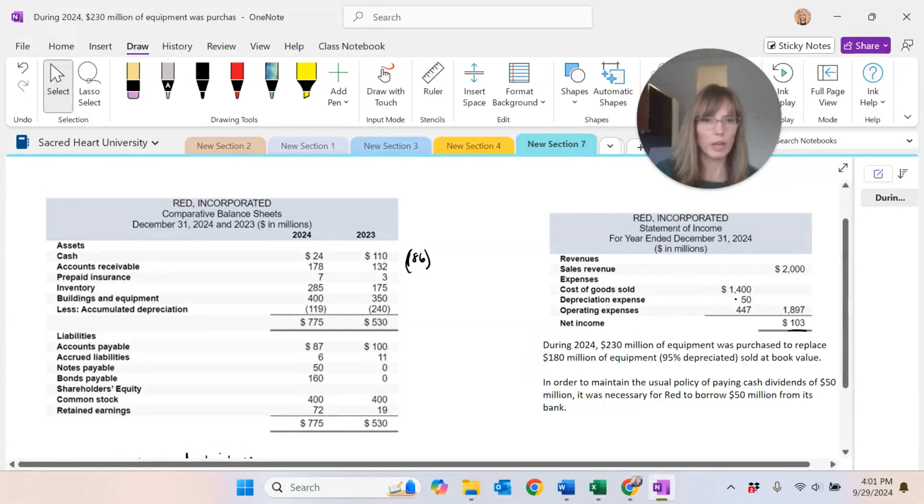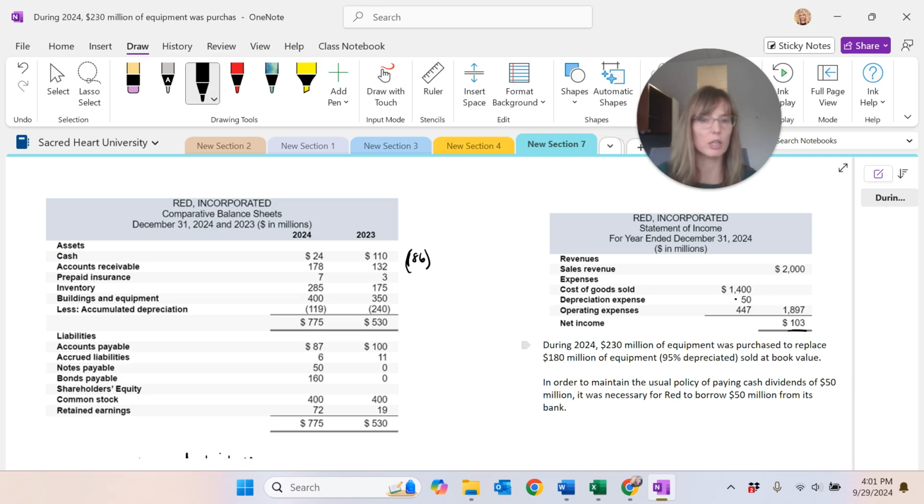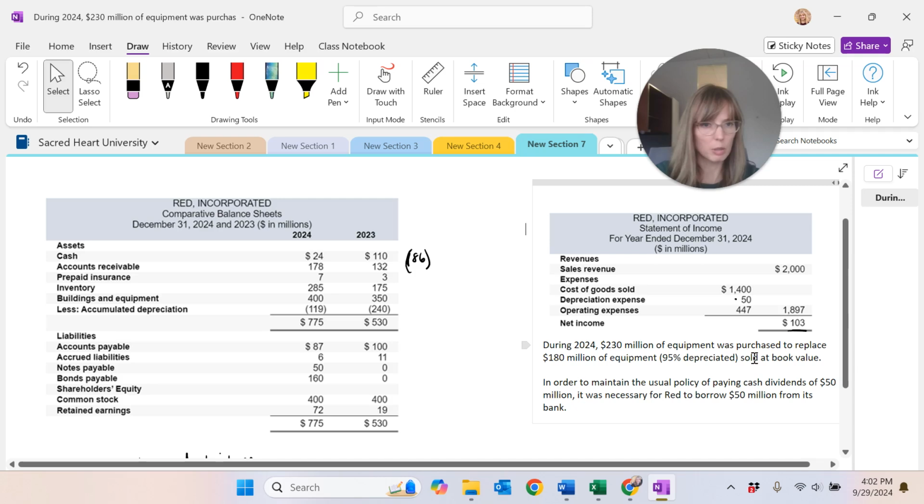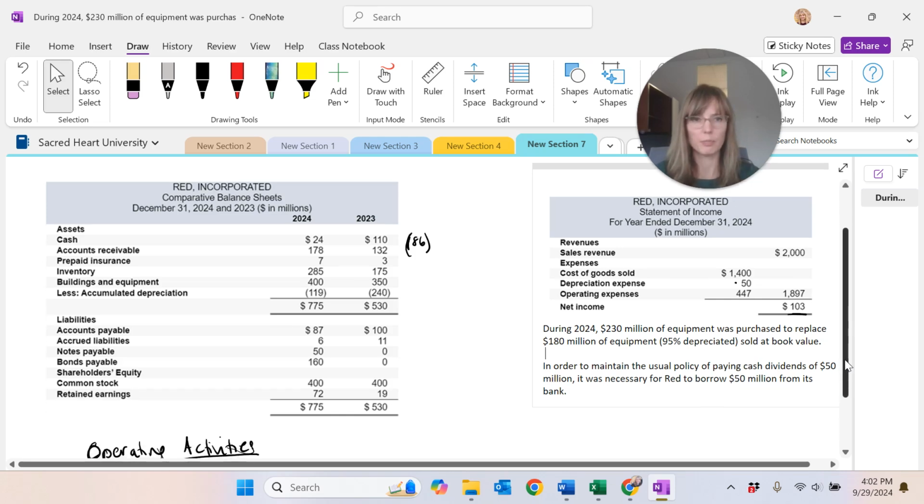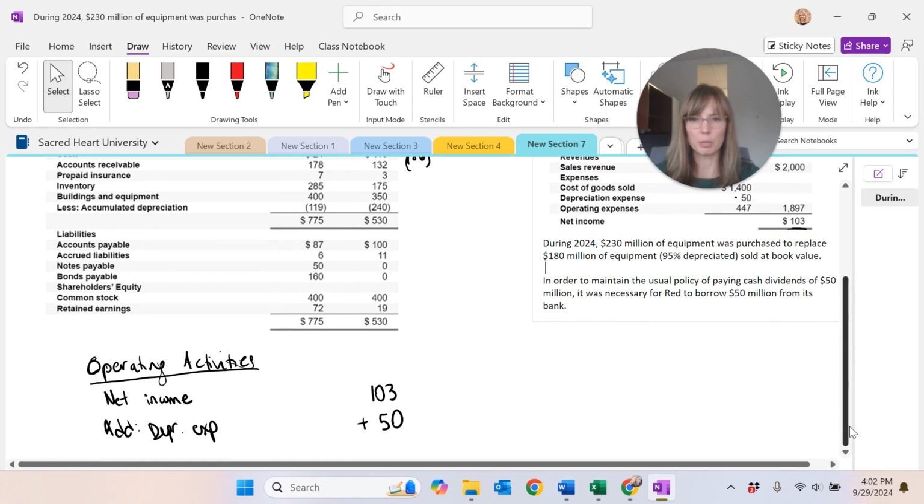I would also add back any losses on sales of long-term assets, intangible assets, plant, property, equipment, marketable securities, but I don't see any gains or losses here. I'm told that equipment was purchased and some equipment was sold, but it was sold at book value. If equipment is sold at book value, that means that there is no gain or loss on the sale. So I have no gains or losses to remove from net income. I've added back my depreciation expense.